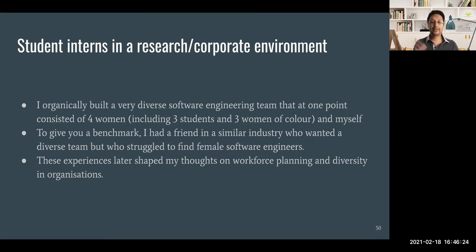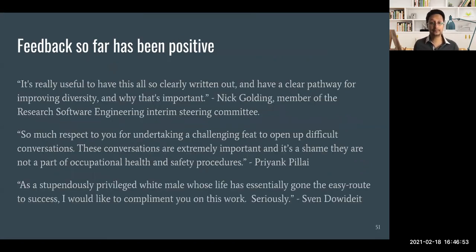And these are some of the experiences that shaped my thoughts on workforce planning and diversity in organizations and things like this. Because I was saying, well, if it's easy for me, what am I doing differently? And the thing was that I would work with the recruitment person for the students and say, look, if you can tell me who the female students are, I'll make sure they get an interview. I'll make sure I look after them. I'll make sure I give them feedback. I'll make sure that I can try and open as many doors as I can.